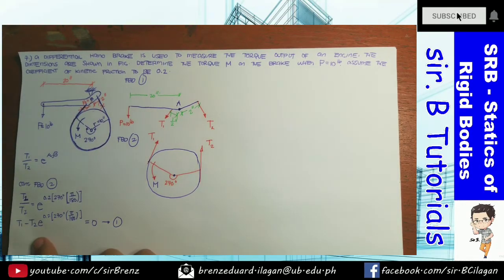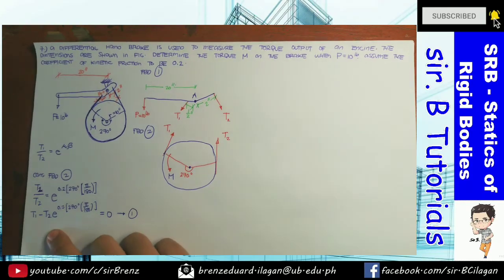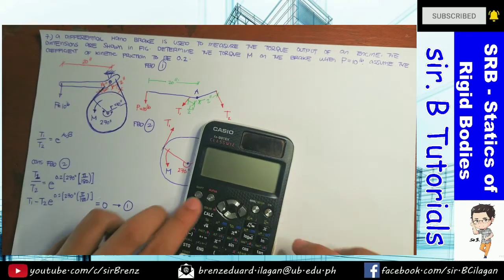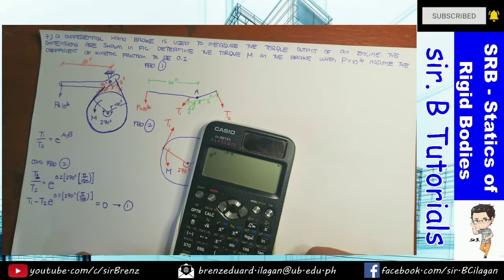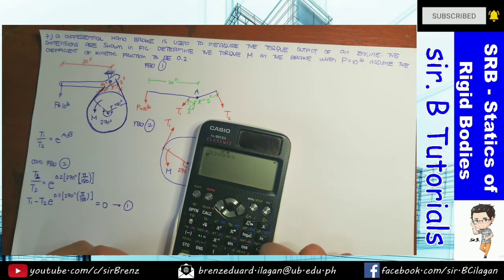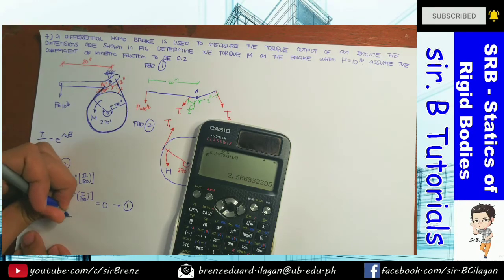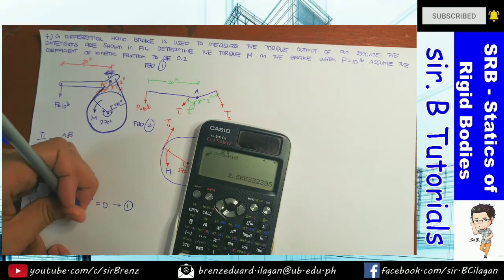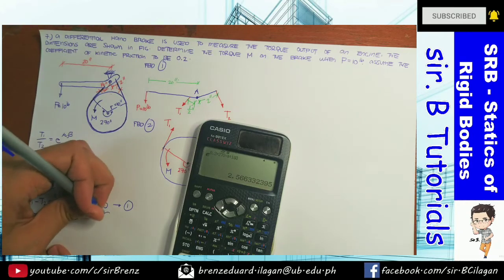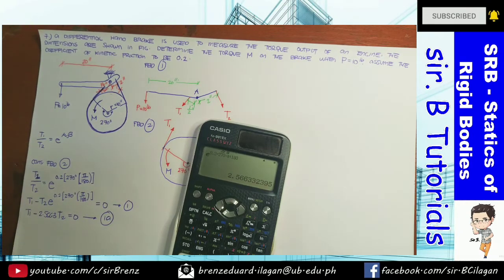Okay, so tingnan na natin yung numerical value nito. E times 0.2 times 270 times pi divided by 180. Or that is, can be rewritten also as T1 minus 2.5663 T2 is equals to 0. Okay, so same lang din yan. So gawin na lang natin 1A.